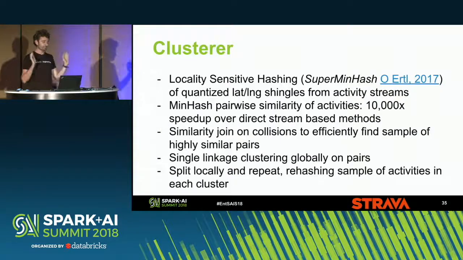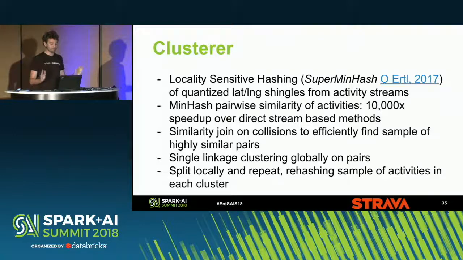And how this clustering actually works is too complicated and should be its own talk. But basically I use locality-sensitive hashing. There's a brilliant new algorithm called SuperMinHash, which is asymptotically faster than MinHash. And that basically goes on quantized shingles of points. So we again map the raw vector GPS points onto discrete tiles, and then we do a MinHash over the sequence of tiles for each activity.